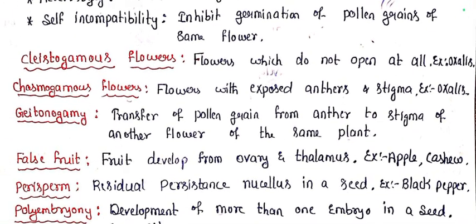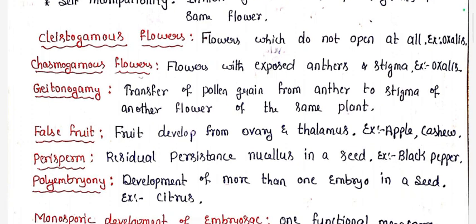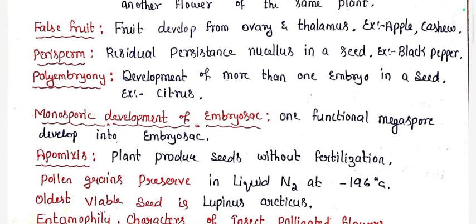Remember about cleistogamous flower and chasmogamous flower. Cleistogamous flowers do not open at all, and chasmogamous flowers have well exposed anthers and stigma. And false fruit is a fruit developed from ovary and thalamus. Examples are apple and cashew.